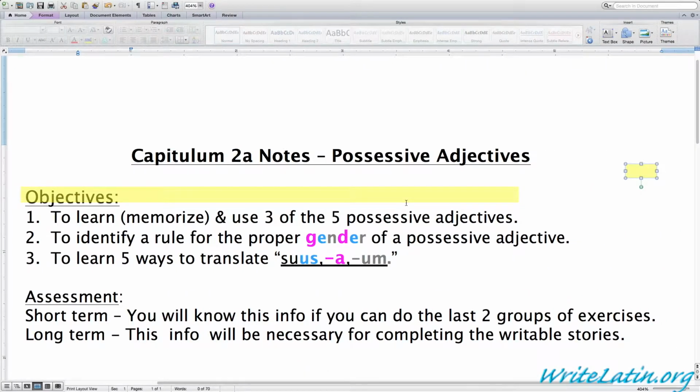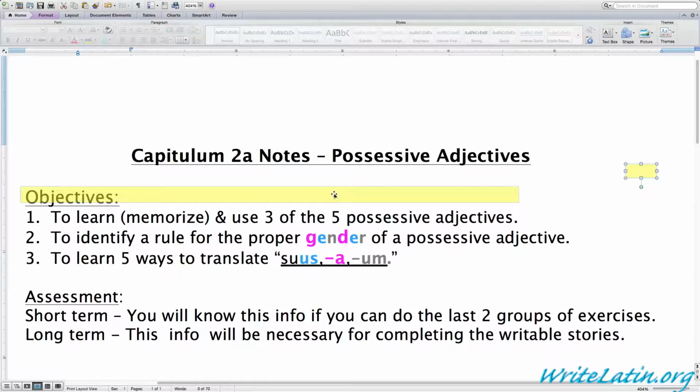Notes 2A, Possessive Adjectives. Objective 1, to learn, memorize, and use the 3 possessive adjectives introduced in this chapter. Objective 2, to identify a rule for the proper gender of a possessive adjective. Objective 3, to learn 5 ways to translate suus. You do not need to take notes.